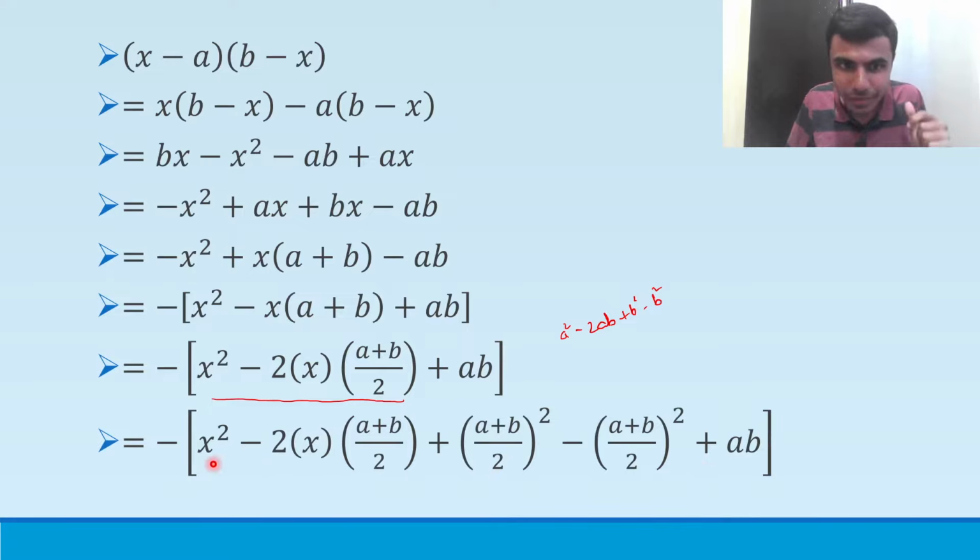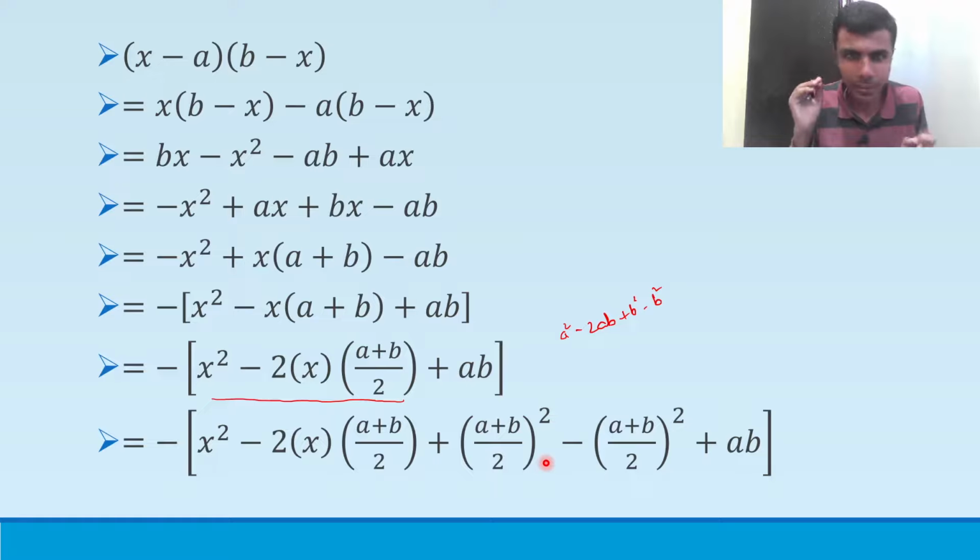Now these first three terms are of the form a square minus 2ab plus b square. What is a square minus 2ab plus b square? Krishna? Good, (a minus b) whole square. So these first three terms would become (x minus (a plus b) by 2) whole square. All good? I'm going slow so that you guys can understand.